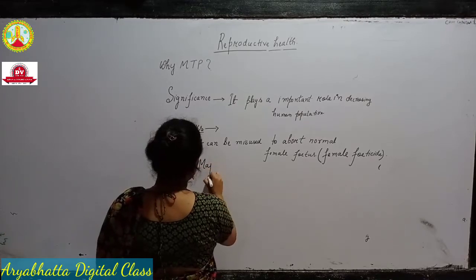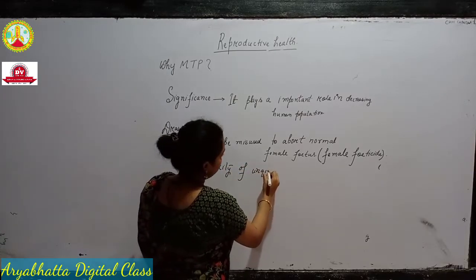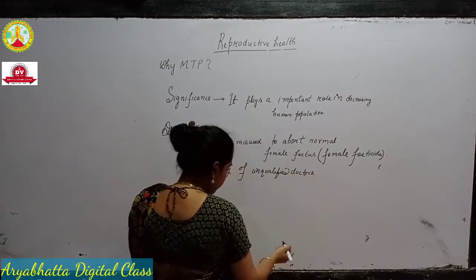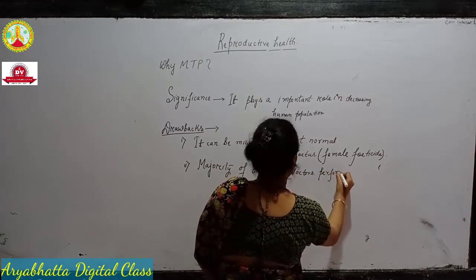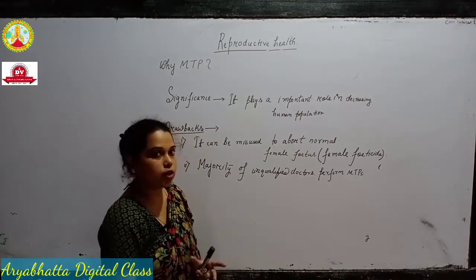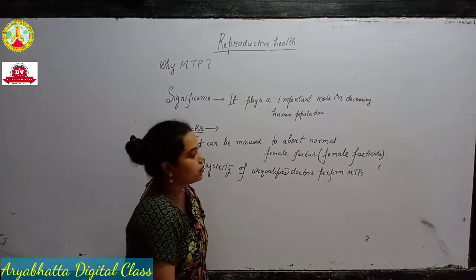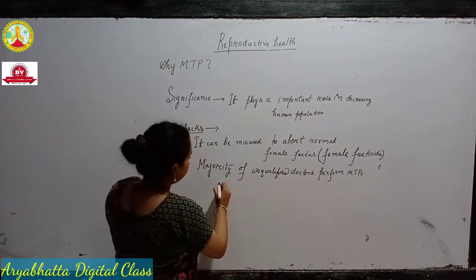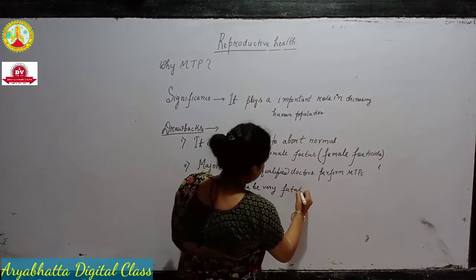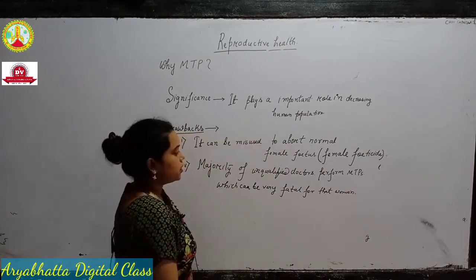So next comes the majority of unqualified doctors performing MTP. They perform the MTP, but they don't have the proper knowledge of how it is done. So some couples go to unqualified doctors and have MTPs performed, which can be very fatal for that woman. So these are some drawbacks.